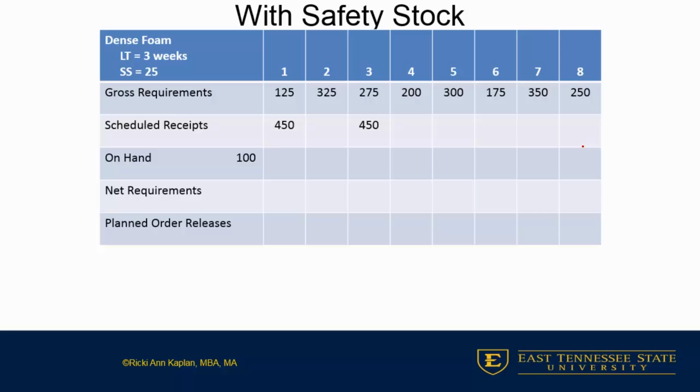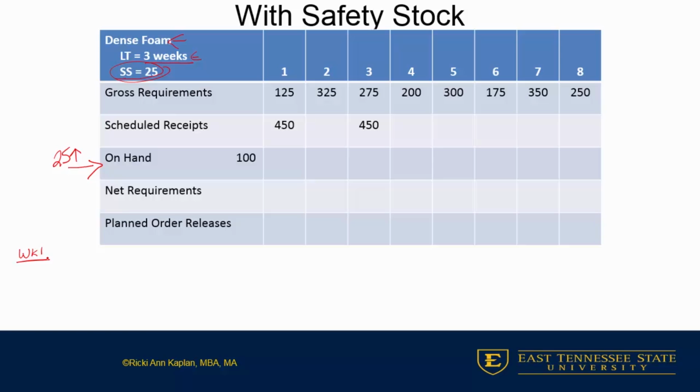Still working with dense foam, still working with 3 weeks lead time, we're adding in safety stock. Safety stock is 25 units. So that means our on hand always must say 25 or up. We have to have at least 25 units on hand.